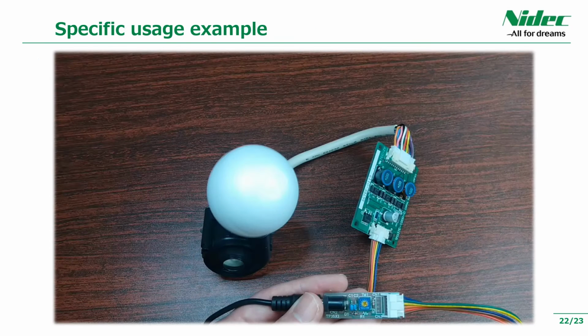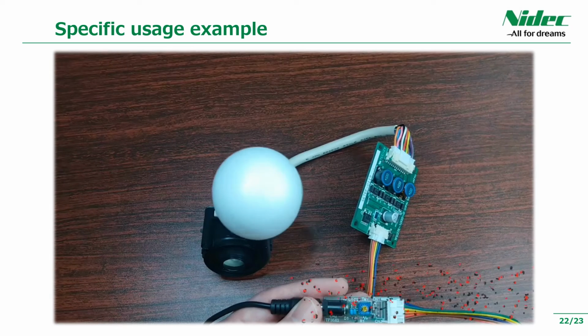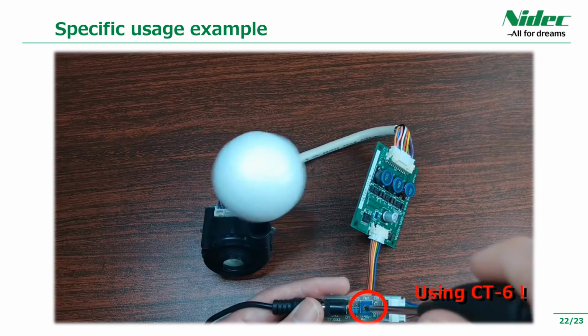Next, please watch the video clip about the usage example. In this video, we use a microblower to raise the white ball. The rotation of the trimmer potentiometer can make the resistance value change, and that can increase or decrease the air volume as you see the white ball flows up and down. Please note that the trimmer potentiometer is abbreviated as trimmer in this video. The trimmer uses our product CT6.